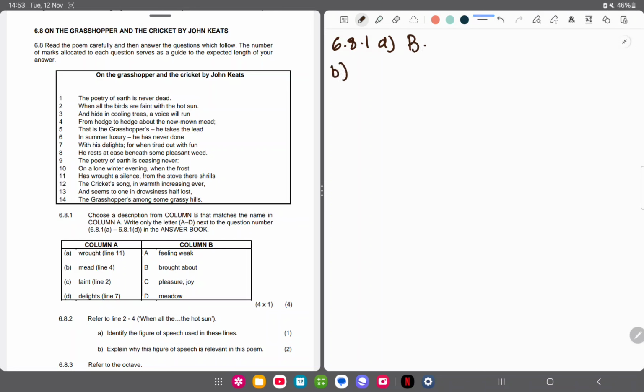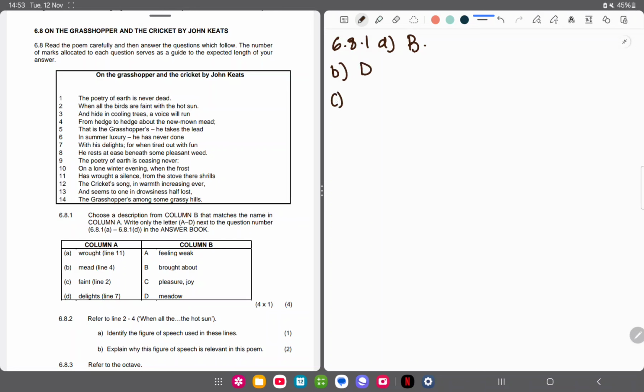Moving on to the next letter, it says mead. Now a mead is usually an open space with grass where you can find insects and all sorts of animals that are suited to live in that certain area. So we can say the answer to this one is D.